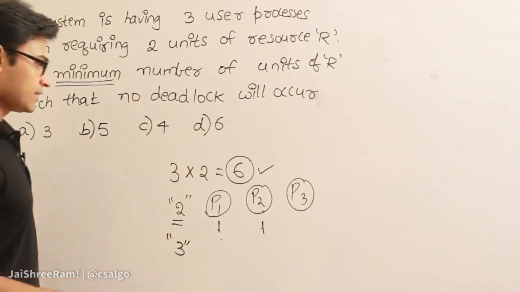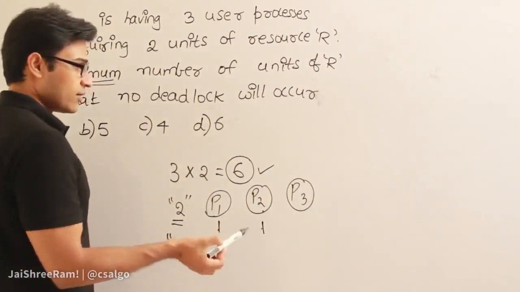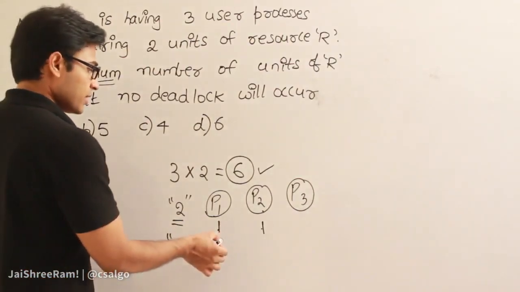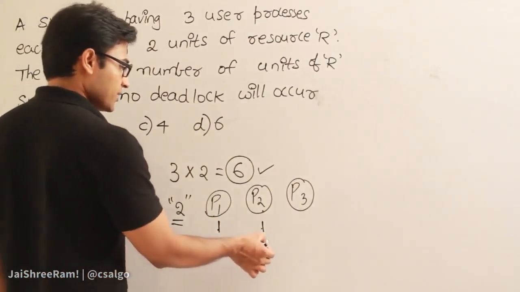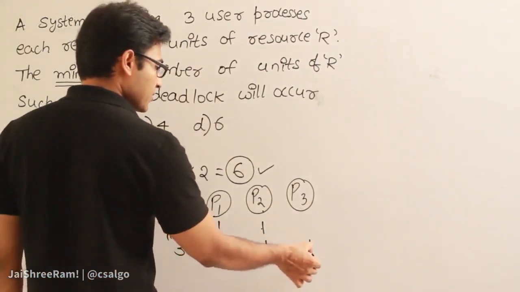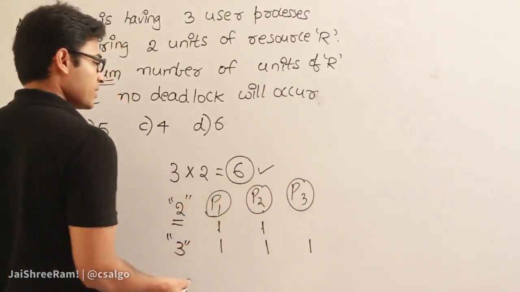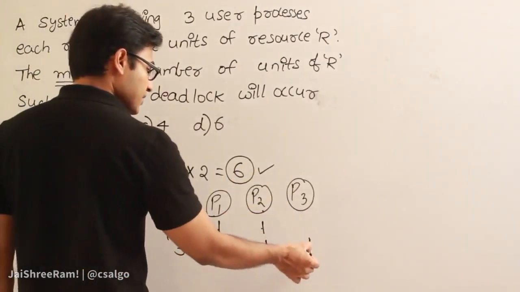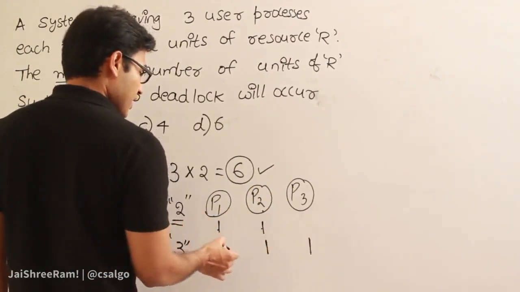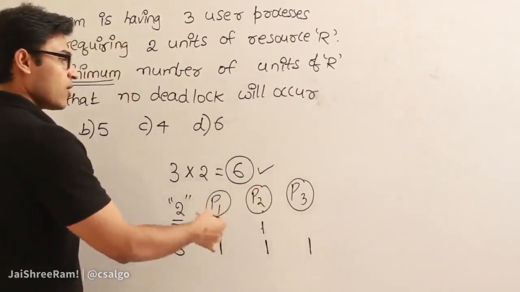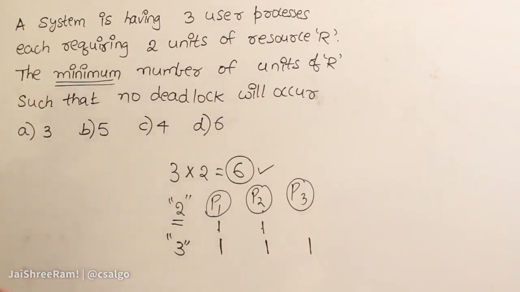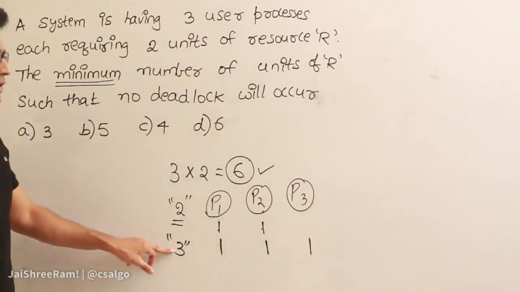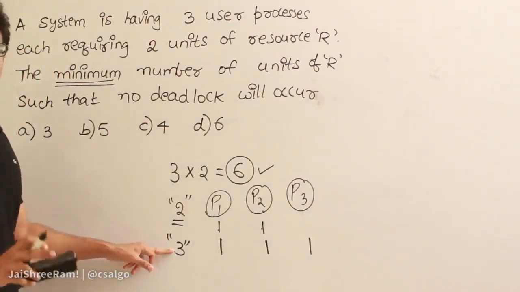If I have 3 instances, again deadlock is possible. I'm just showing you that possibility. One instance will be taken by this one, one by this one, and one by this one. All the processes are going to take 1, 1, 1, and then they will wait for one more, and all of them are going to fall in deadlock. Therefore, even if you have 3, there is a chance of getting deadlock.